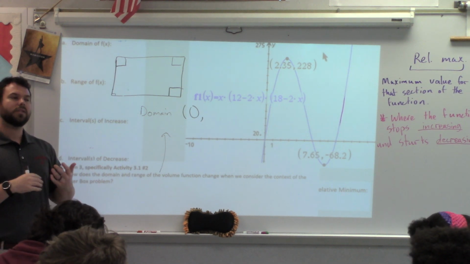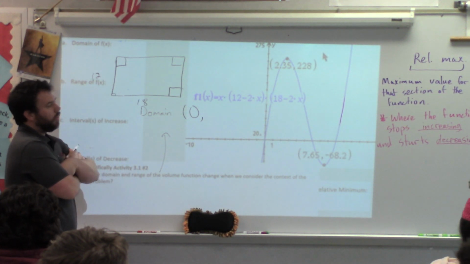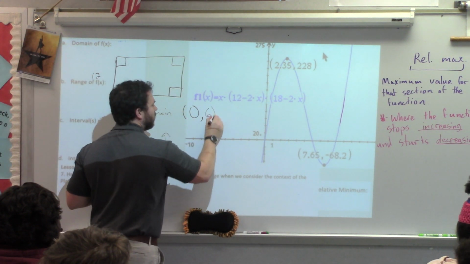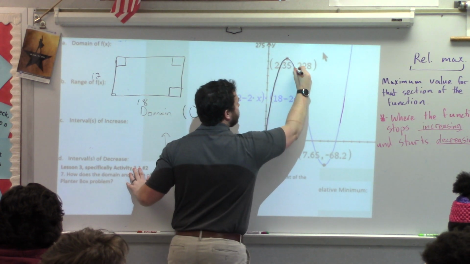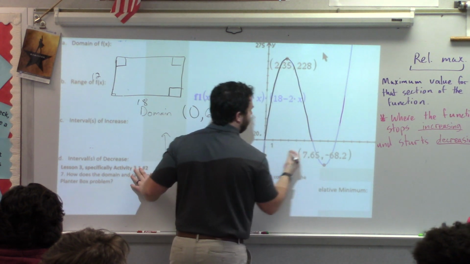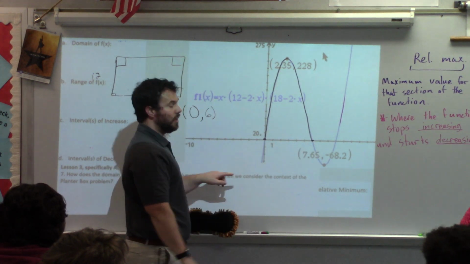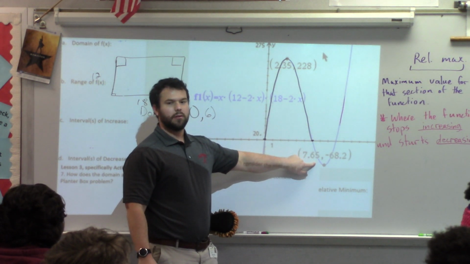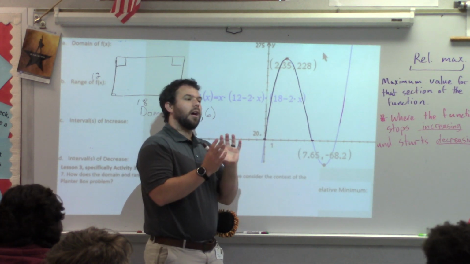What was the maximum? Remember, this was an 18 by 12 sheet of paper. What was the maximum that we could actually cut out? 6. Look at the graph between 0 and 6. That's all of these points. Because we can't cut out less than 0, we couldn't cut out more than 6, and that should make sense, because what was the volume before and after those points? Negative. Can you get a negative volume? Heck no, right?